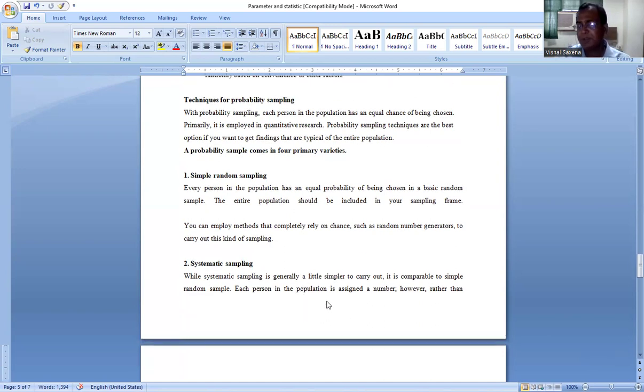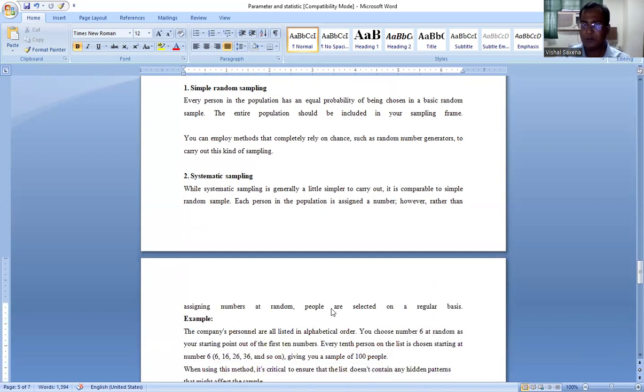But systematic sampling is better as compared to simple random sampling, because it is a method by which the sampling process can be done in a systematic procedure, and that's why it is taken as a good one. Systematic sampling is generally a little simpler to carry out, so ultimately it becomes easier compared to random sampling.